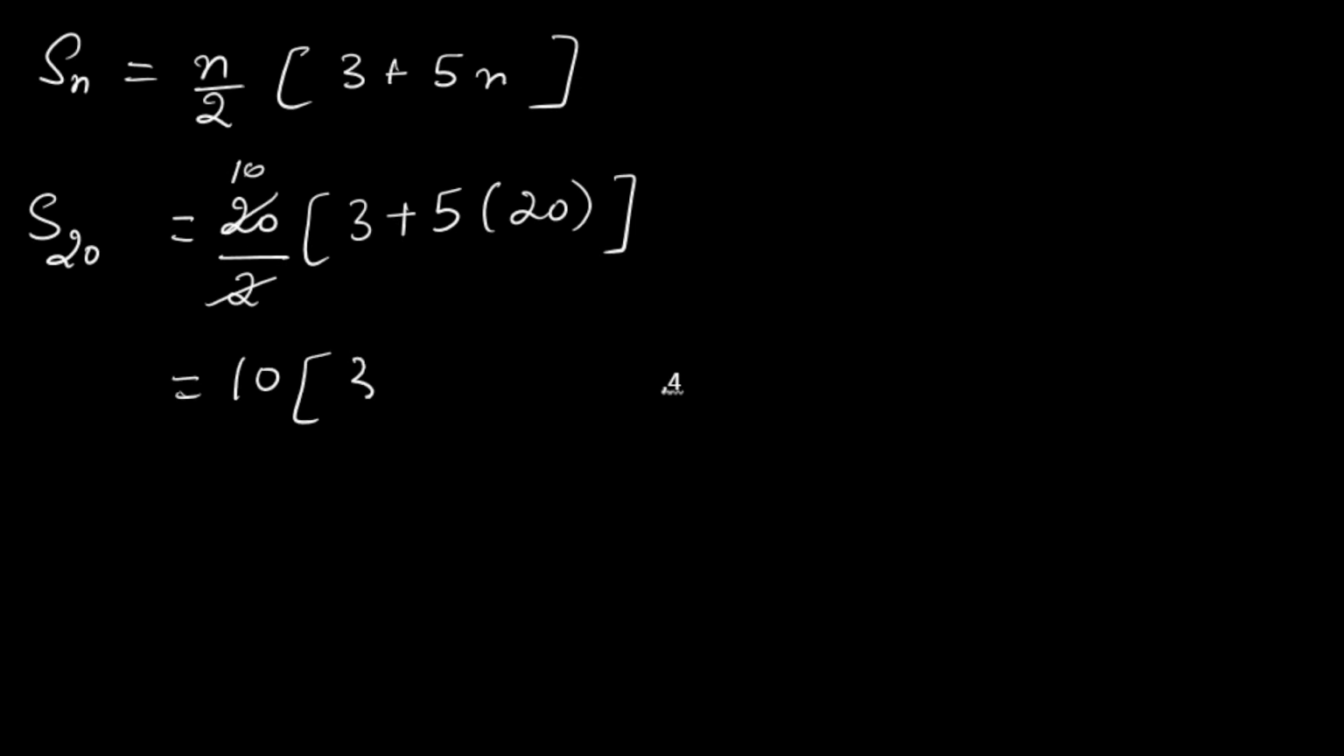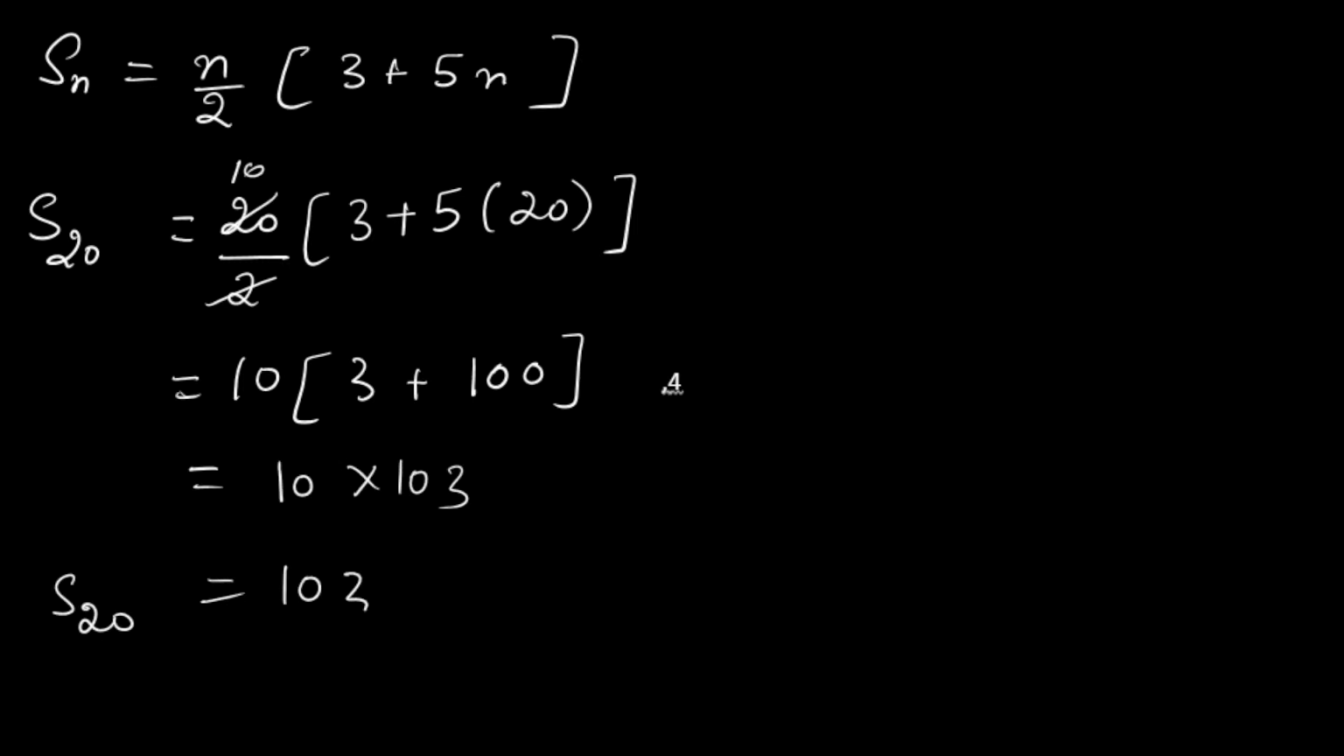Cancellation I can do. 3 plus 5 into 2 is 10. And 10 we can add. So this is equal to 10 into 103. So S20 is equal to 1030. Yes, 1030. I hope you are also getting the same answer. Tarun has already shared the answer. I just want more of you to share your answers.